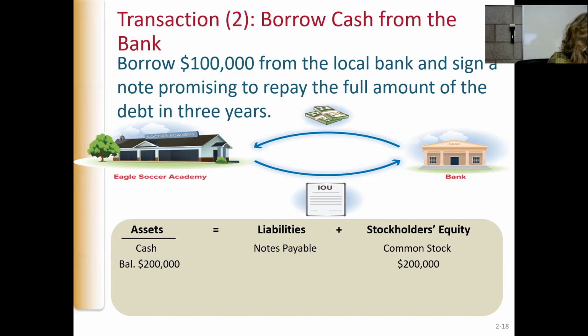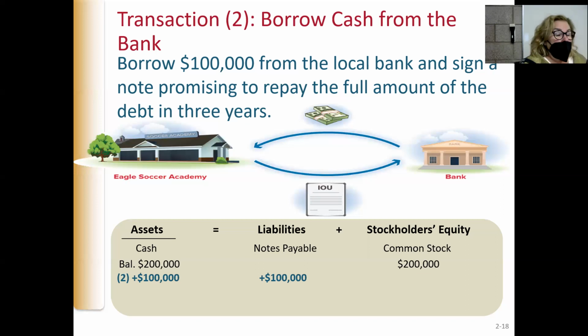So when we borrow money from a bank, let's just think of this. What happens when we borrow money from a bank? What do we get? We get cash. Cash increases. And the liability increases too, doesn't it? We now owe that 100,000 to the bank. So our assets increase and our liability increases.